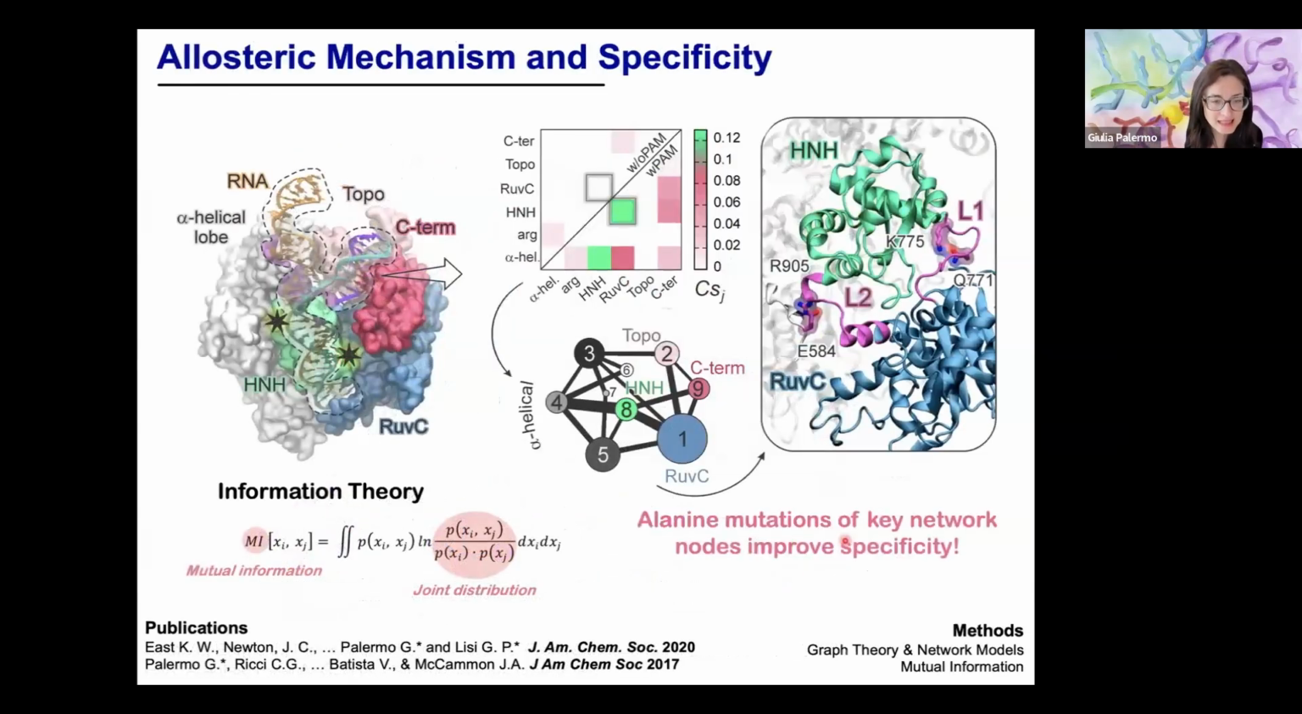And these are the results from our yearly papers. What we see is that when we introduce the recognition sequence in the simulation, HNH and RuvC get correlated with each other. In the absence of PAM, this correlation is lost. This is already a sign of an allosteric activation.